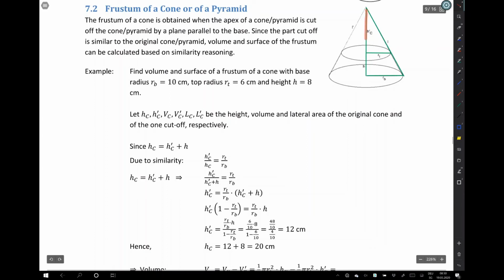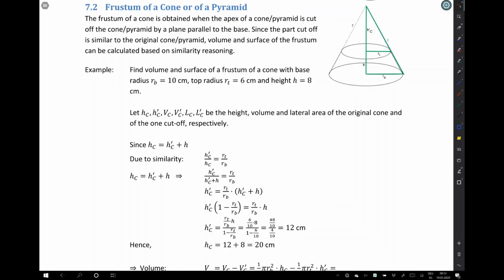Now, since the full height is just h-c, the small height, plus the height of the frustum, we insert that in here. And in this equation, everything is known except for h-c: the h, the rt, and the rb are given. So we solve for h-c, and we get h-c is 12 centimeters. This means the height of the small cone is 12 centimeters, and the height of the original cone is then 20 centimeters. And now we find the volume of the frustum simply as the difference of the volumes of the two cones. To find the surface of the frustum is a little bit more difficult.